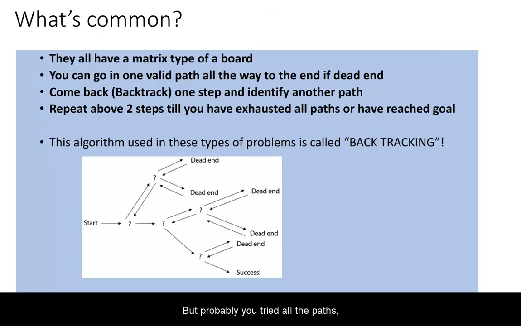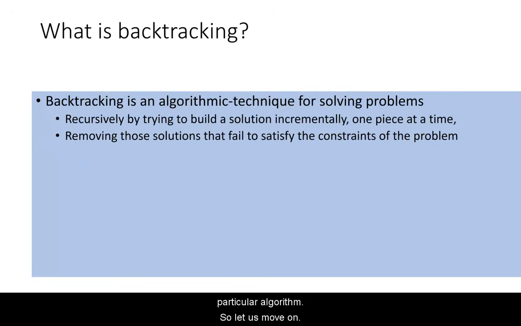But probably you tried all the paths and one of the paths resulted in a solution, you hit the success. So the recursive algorithm automatically takes care of the backtracking part for you, which is what we'll see in this particular algorithm. So let's move on. What is backtracking? The definition of backtracking is, it is an algorithmic technique for solving problems recursively by trying to find a solution, one piece at a time. It moves forward. If there is no forward position available, you don't reach a goal. You come back, you remove that particular step and move to an alternate path. This is what is meant by backtracking, right?